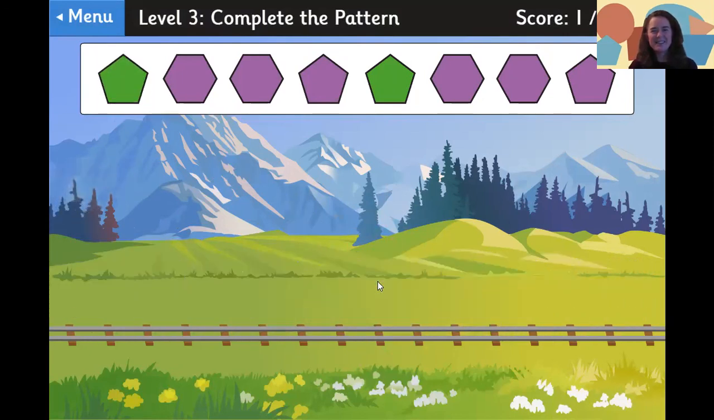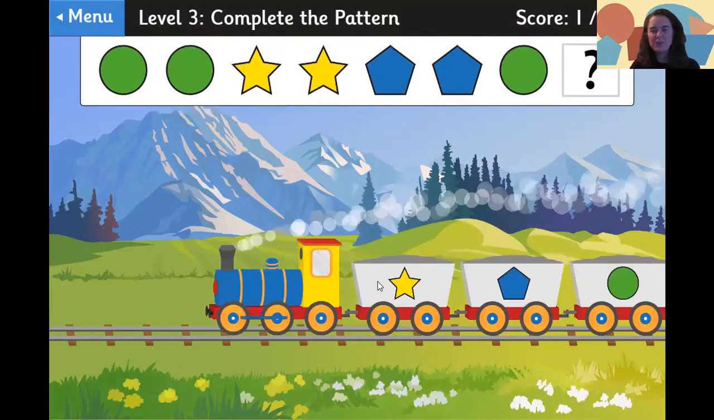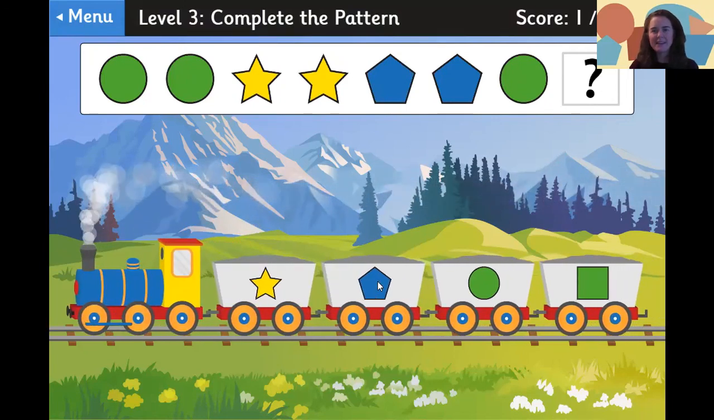Fantastic. So lots of different levels that you can choose from to practice your repeating pattern.